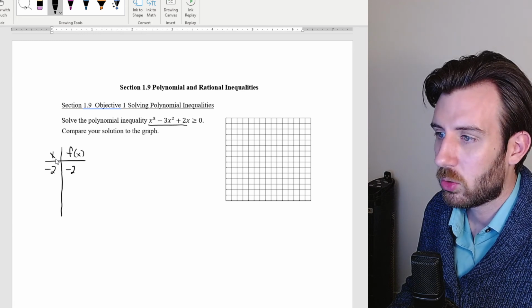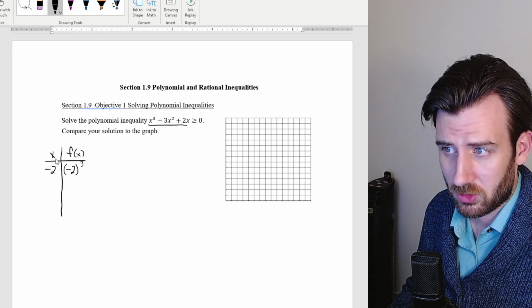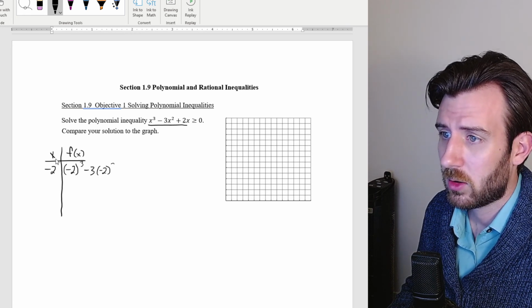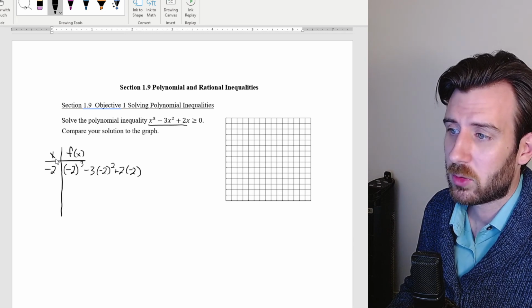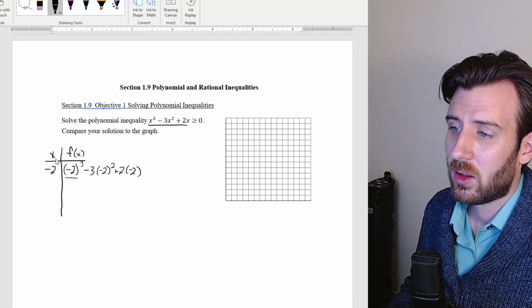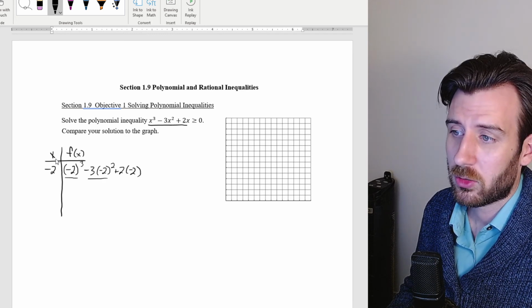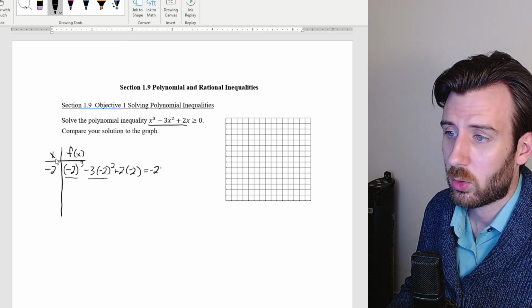That'll be -2 in parentheses cubed, because I want to make sure I'm repeatedly multiplying the -2 here. And then we'll do -3 times -2 squared plus 2 times -2. If you multiply all this out, this would get us -8, -12 would be -20, -4 would be -24. All right, so that would be -24.